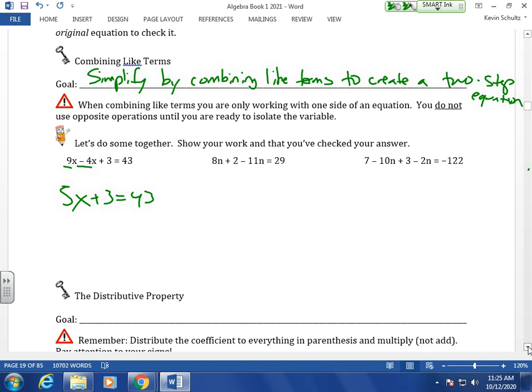So kind of like fractions, to the whole common denominator piece, we're kind of looking for that here too. Terms with the same variable, okay, which 3 doesn't have an x. We can't combine it. Any other reasons why we cannot add 3 to 5x to get 8x?